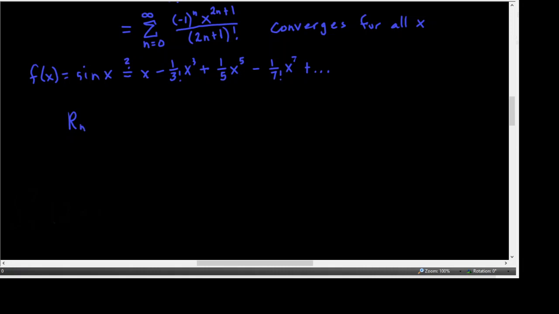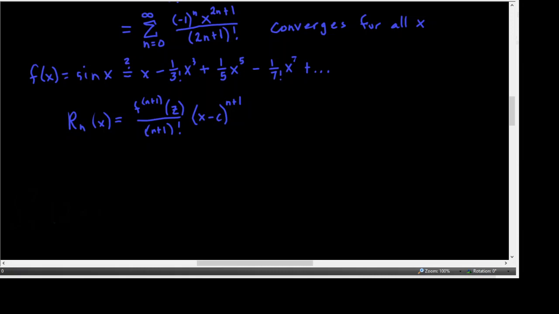And this should look familiar because this is what we used before with Taylor's theorem. It's going to be the n plus 1 derivative of f evaluated at some z, where z is between x and c, over n plus 1 factorial, times x minus c to the n plus 1. So that's the part of the series you don't get, that you leave out.